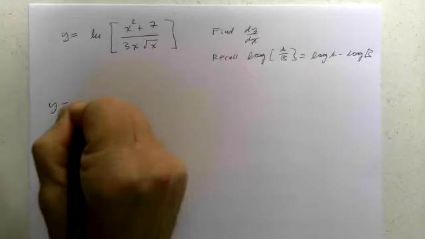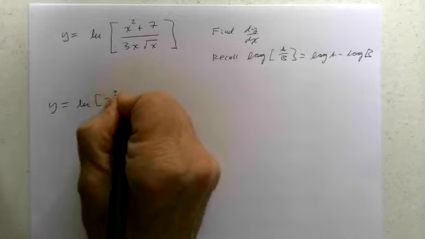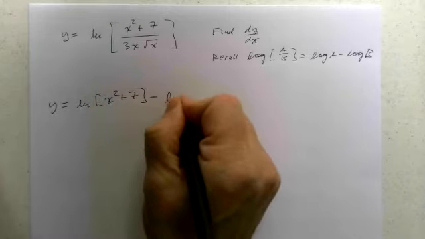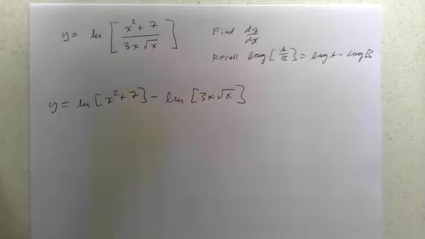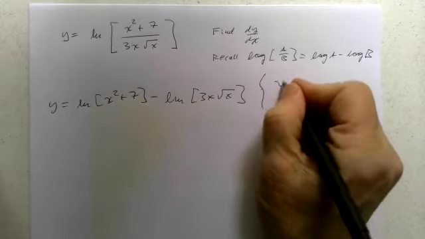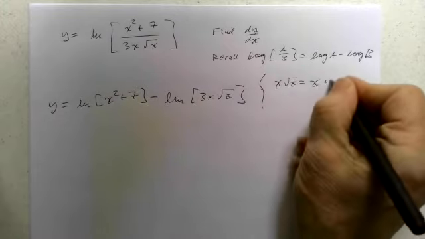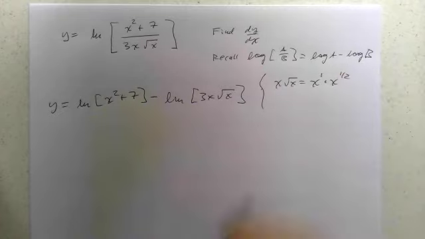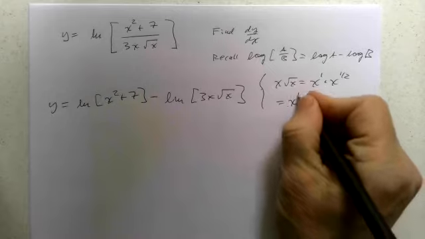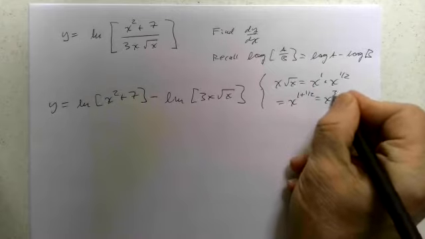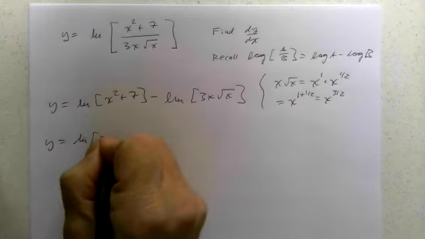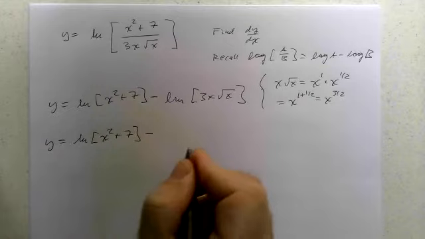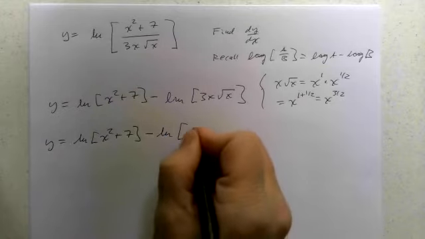So I'm going to rewrite this as y equals the log of the top, x squared plus 7, minus the log of the bottom, the log of 3x root x. And to keep things simple, x root x is x times x to the 1/2 power. So that's x to the first times x to the 1/2, which is x to the 1 plus 1/2, which is x to the 3/2. So that'll make things a little easier for us to work with. So we'll then say y equals the natural log of x squared plus 7 minus the natural log of 3x to the 3/2.